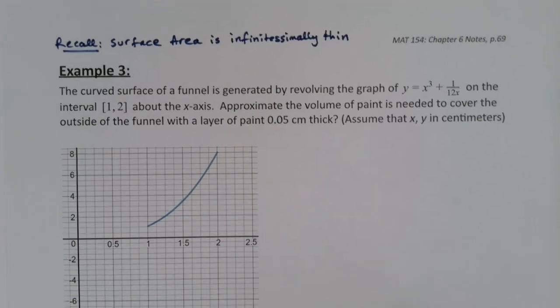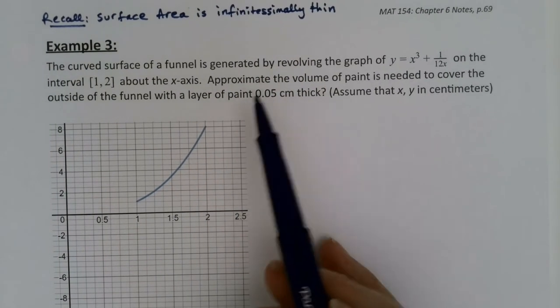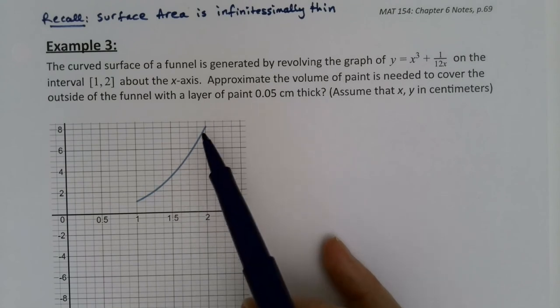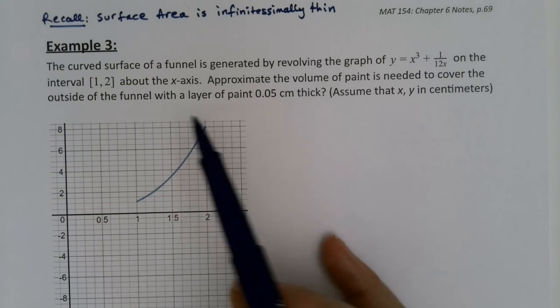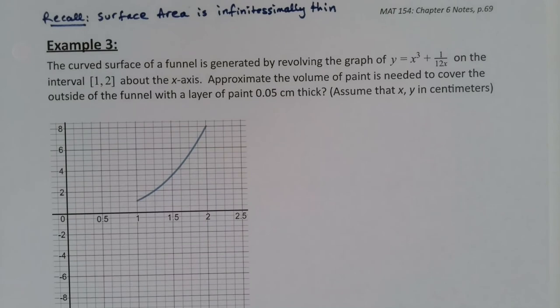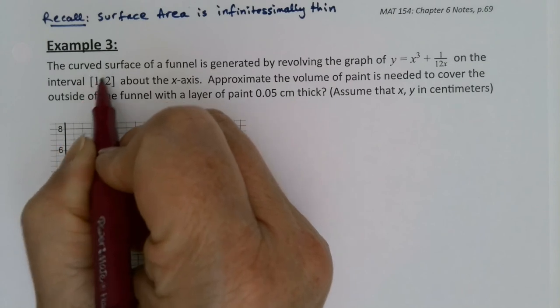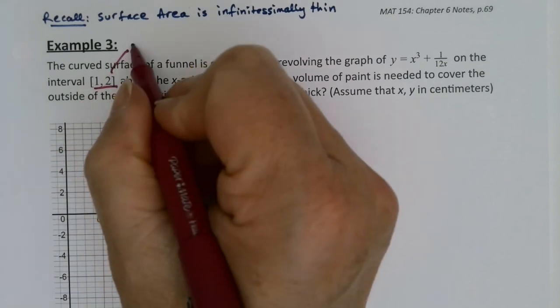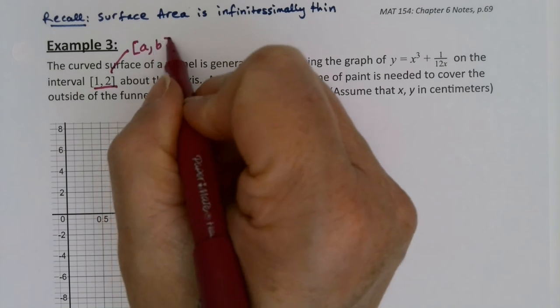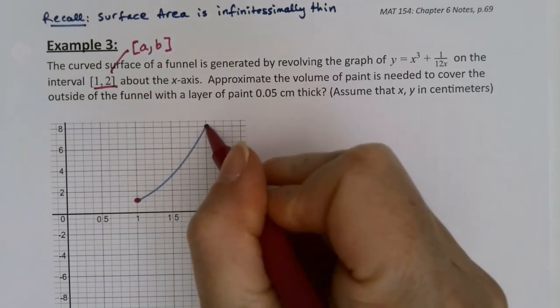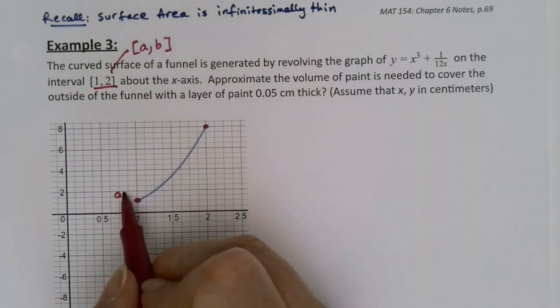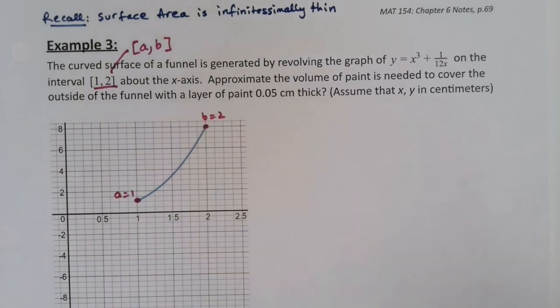So we have the curved surface of a funnel generated by revolving the graph of y equals x cubed plus 1 over 12x on the interval from 1 to 2, which is exactly what I have graphed here. So from 1 to 2, you can see, this is a and b for our integral. So a equals 1, b equals 2, there we go.